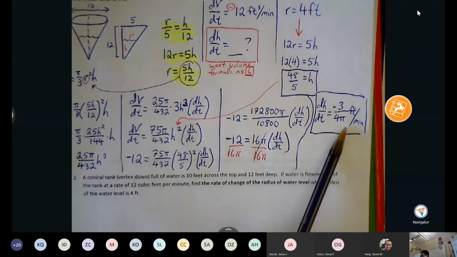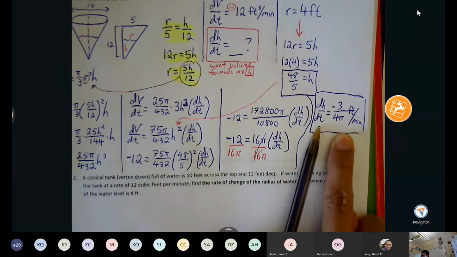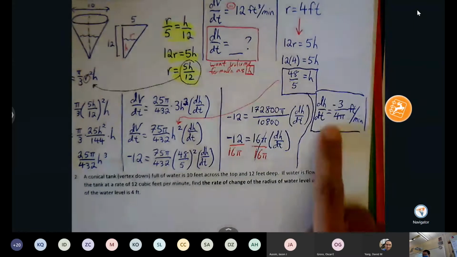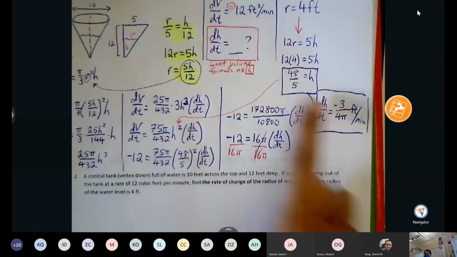Okay, all right, good. Does the negative make sense for our problem? Negative rate for the height? Yes. The water is flowing out, so everything is dropping, right? Radius is decreasing, height is decreasing, so this negative is consistent with what we know to be true about this problem, right? Okay.